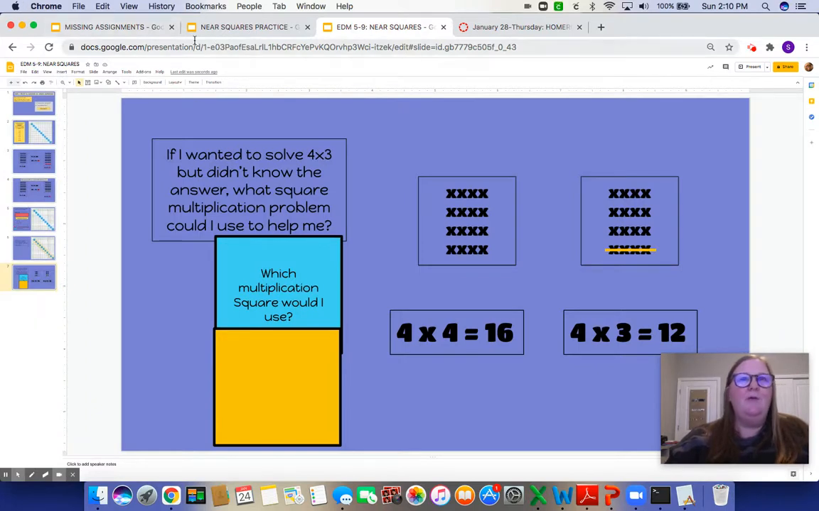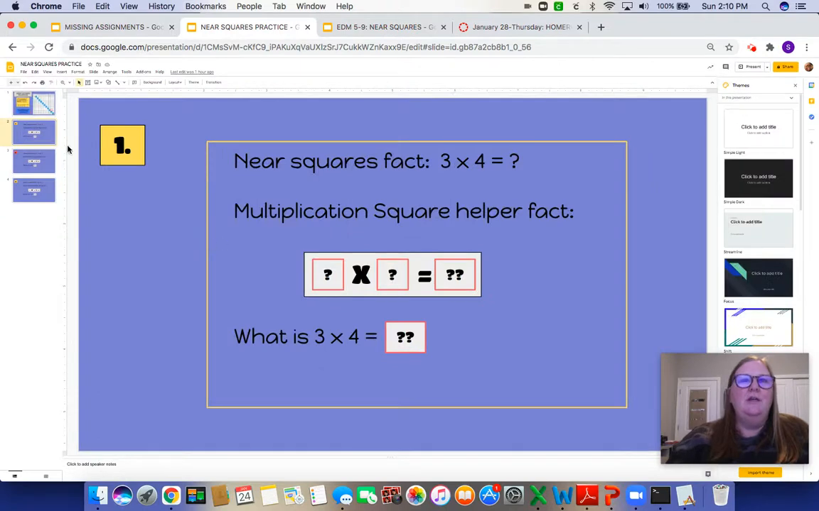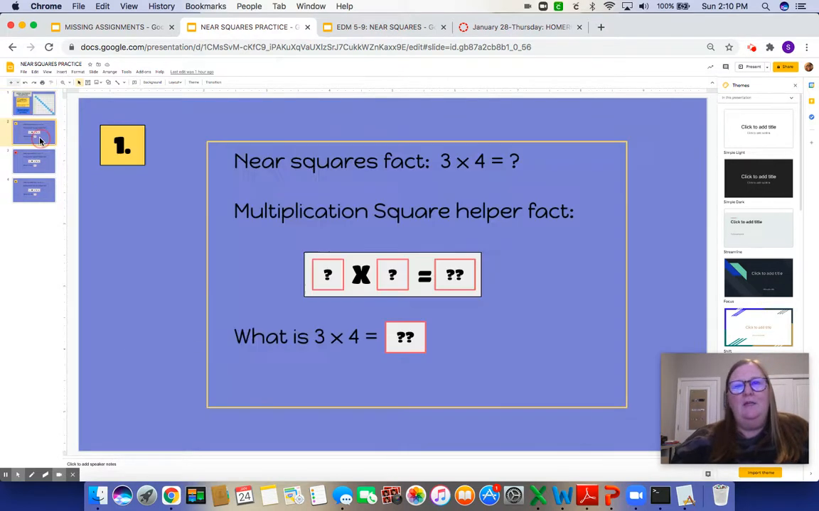Let's jump over to your practice page and see what it looks like. Here's your practice page. It says at the top, near square practice. So you're going to look at the questions, and then you will be able to drag this blue rectangle out of the way to see if your thinking is correct once you have read the question. Then you're going to try your hand at solving some near square facts, like 3 times 4. You're going to decide what square fact you could use to help you.